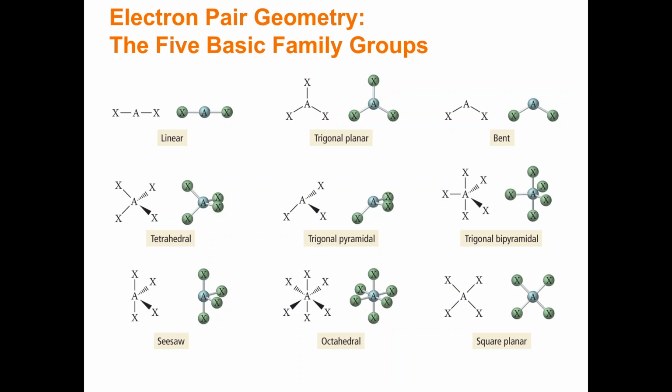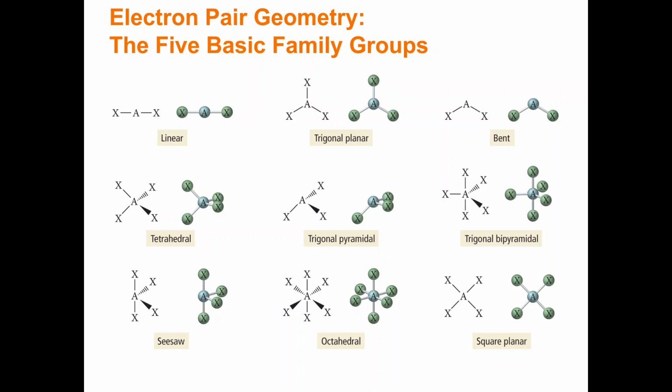So this is one with 4 again, but instead of being tetrahedral, instead of being 3D in space like our tetrahedral, this one is just flat in the board. So it's square, because you can draw a square. It's planar because it's within one plane.